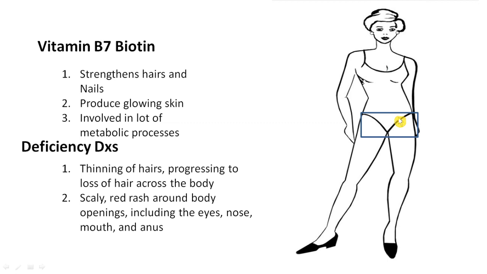Now moving a little bit downward, there is your biotin. Now for biotin, you know, hairs here. It strengthens hair and nails and produces glowing skin and is involved in a lot of metabolic processes. So you can relate it all to this area, and I'm not going to explain that. But if this is deficient, you will get thinning of hair, progressive loss of hair across the body. You will get a scaly red rash around the body openings, including the eyes, nose, mouth, and anus. So I hope you understand this.